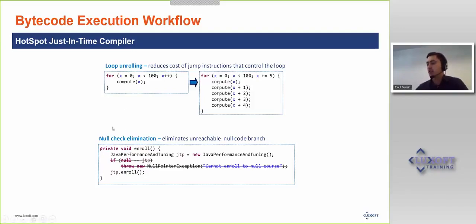We have another kind of optimization, which is called null check elimination. This, in fact, eliminates all unreachable null code branches. For example, if I see here Java performance and tuning, which I'm sure is not null, I have to drop this check. It doesn't make sense to do this check anymore.